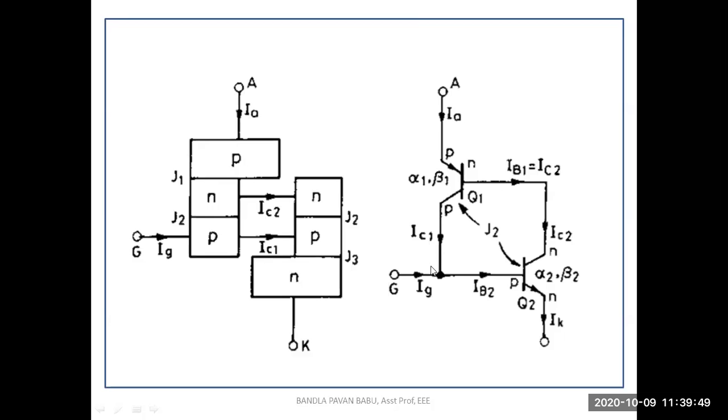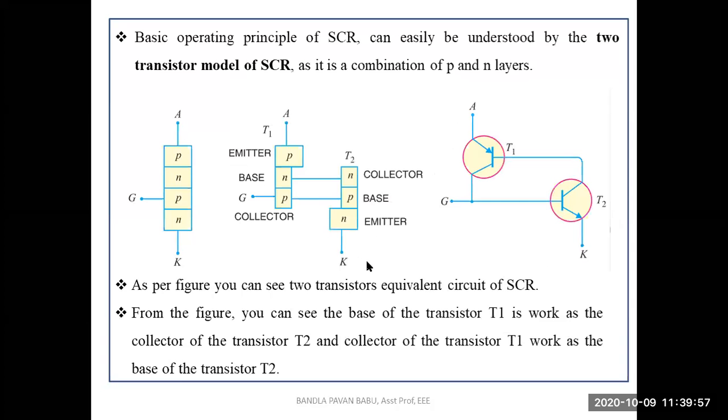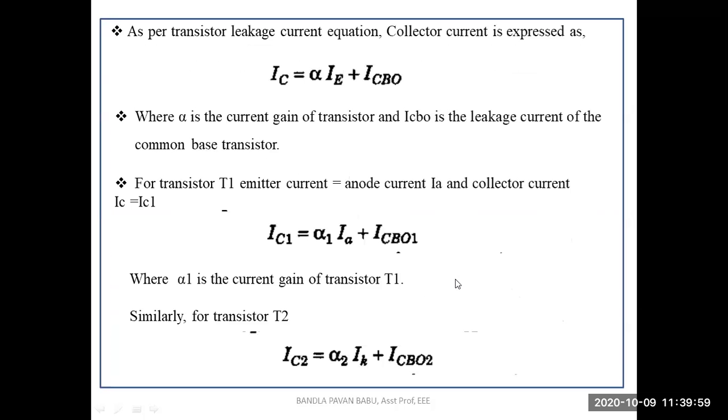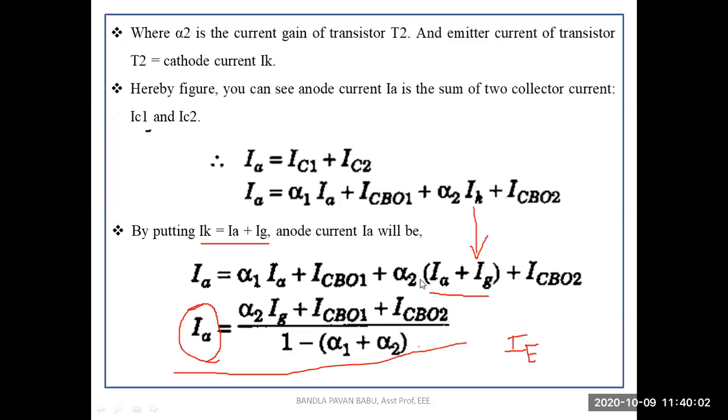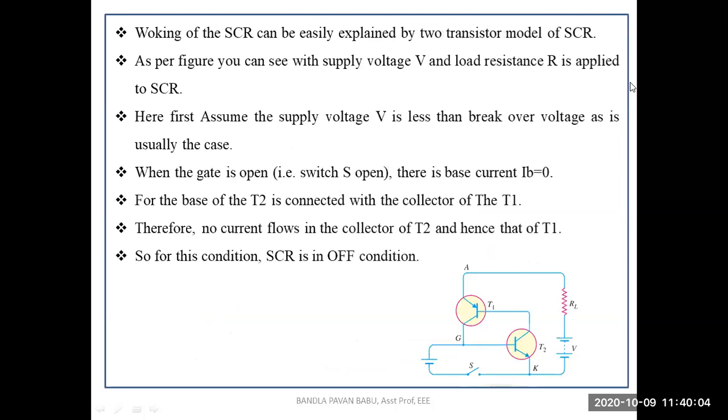If we consider it as a transistor, how this SCR performs is analyzed. So that's all about the two transistor model of SCR, and we'll look into some more points about it. Working of the SCR can be easily explained by the two transistor model, and that's what we now discuss. For a simplified analysis, you can refer to the circuit at the bottom right.